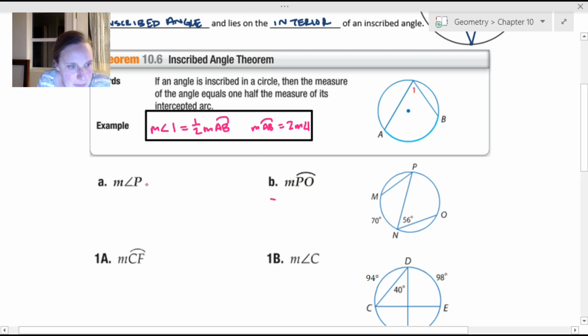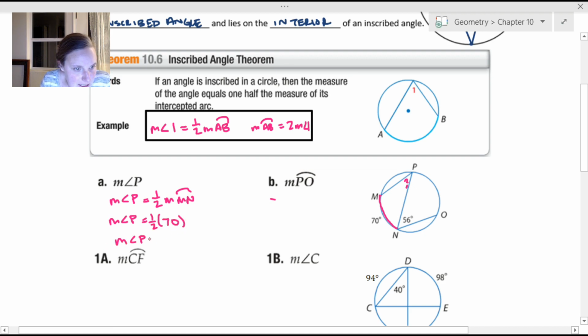So let's think about it. The measure of angle P is right here. We're asking ourselves, what's this angle right here? This is the intercepted angle. MPN is the angle, and it intercepts this arc here. If I know that arc is 70 degrees, then the measure of angle P is half the measure of arc MN. Half of 70 is 35, so the measure of angle P is 35 degrees.